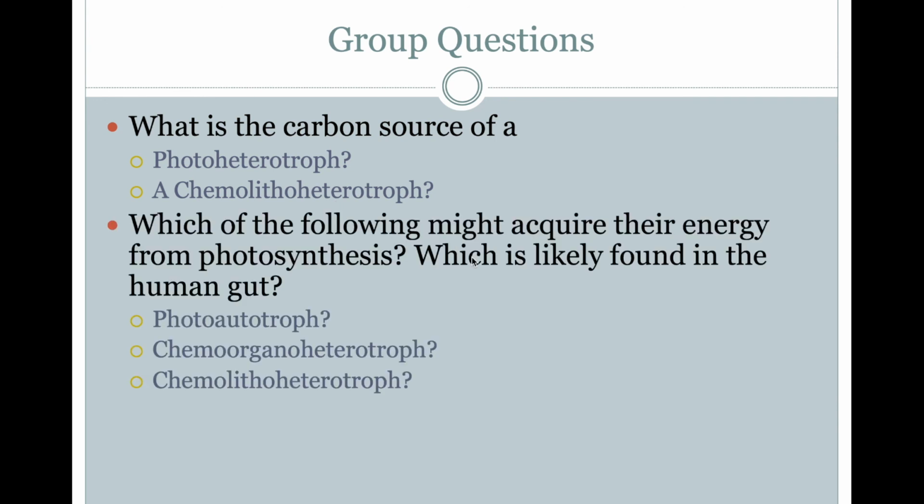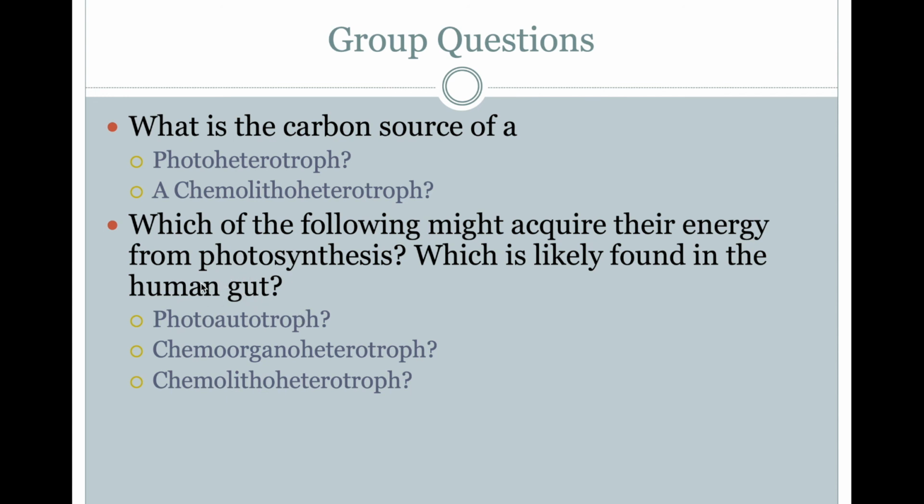This next question here, which of the following might acquire energy from photosynthesis? Let's answer that question first. If you look at the list here, energy, remember, is our first term, and the only one that shows the ability to undergo photosynthesis is the first one, photoautotroph here, which is likely found in the human gut. This is a great application question.